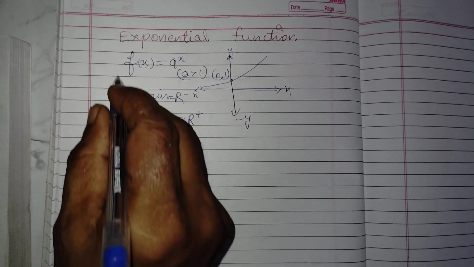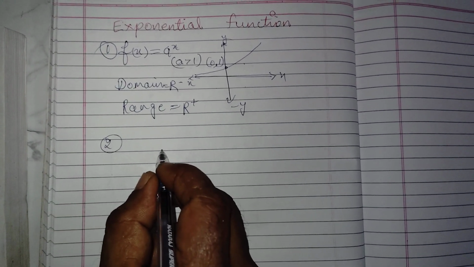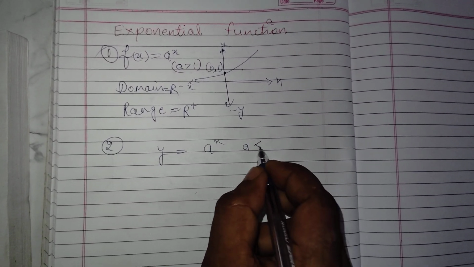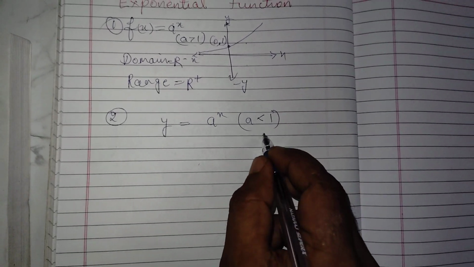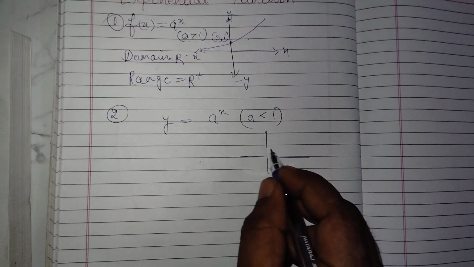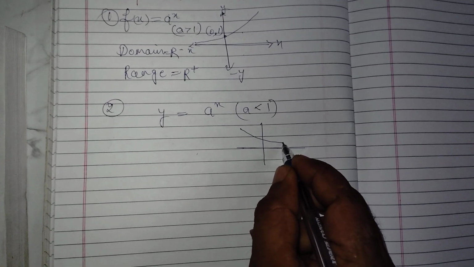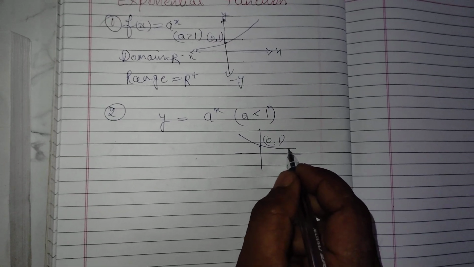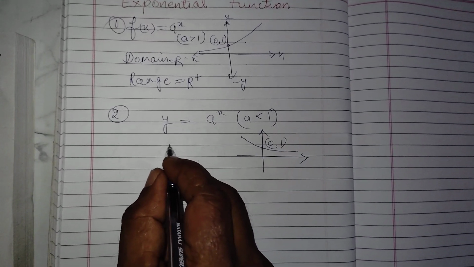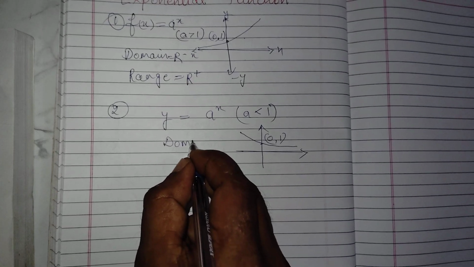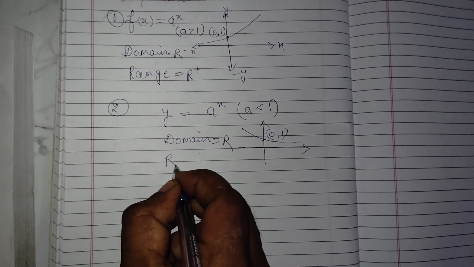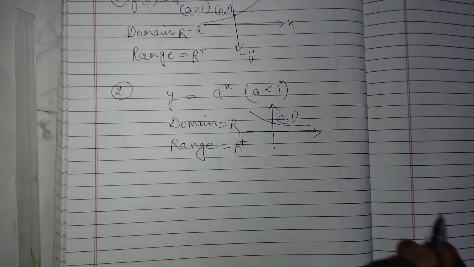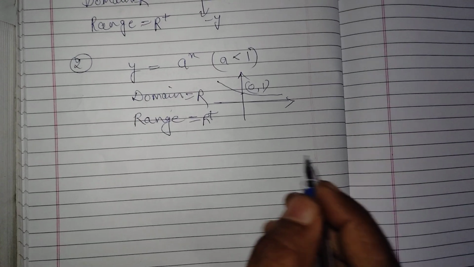Next, the second exponential function is, this is the first one. The second exponential function is y equal to f of x equal to a raised to power x, where a is less than 1. In this case the graph becomes similar to the previous one, but its direction is opposite. It is decreasing. So 0, 1 is here and the graph is decreasing in this way. And the domain here is real numbers, and the range here is plus R, because for every value of x, a raised to power x will give us a positive number.